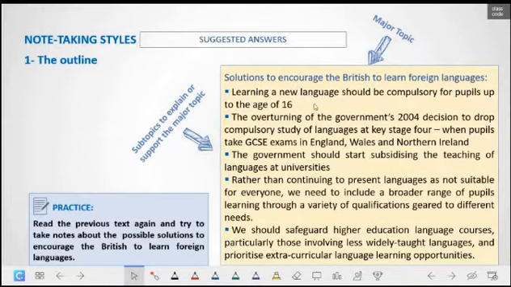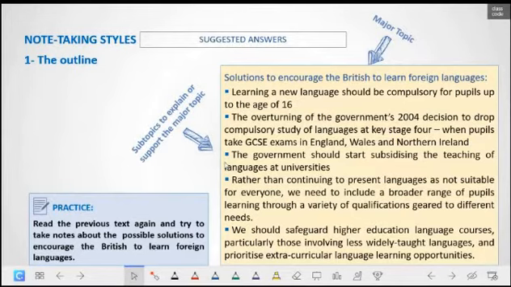Number one, learning a new language should be compulsory for pupils up to the age of 16. So these are the subtopics. The major topic is solutions to encourage the British to learn foreign languages, and the subtopics we have 1, 2, 3, 4, 5. So these are the solutions. Learning a new language should be compulsory for pupils up to the age of 16. The overturning of the government's 2004 decision to drop compulsory study of languages at Key Stage 4 when pupils take GCSE exams in England, Wales, and Northern Ireland, sorry.